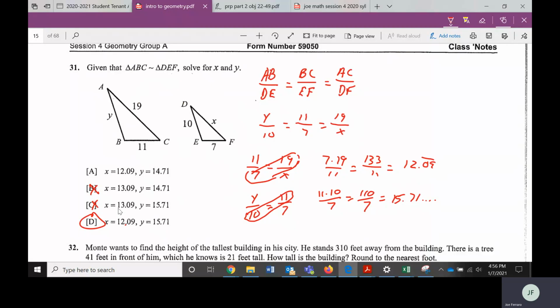On that one, I might have gone a little fast. If you need to rewind and watch it again, do that. This is a good problem to understand how the corresponding sides are proportional. You fill in what you know, and then you can solve.